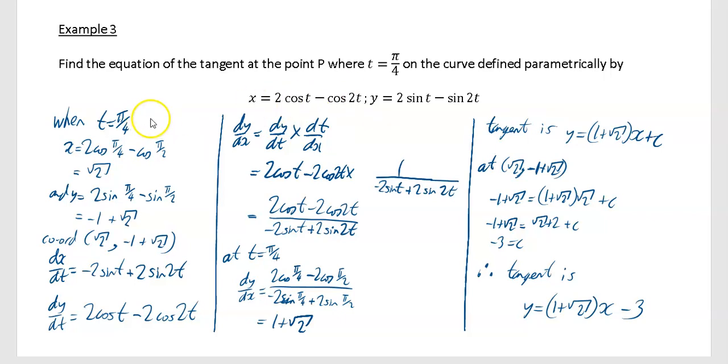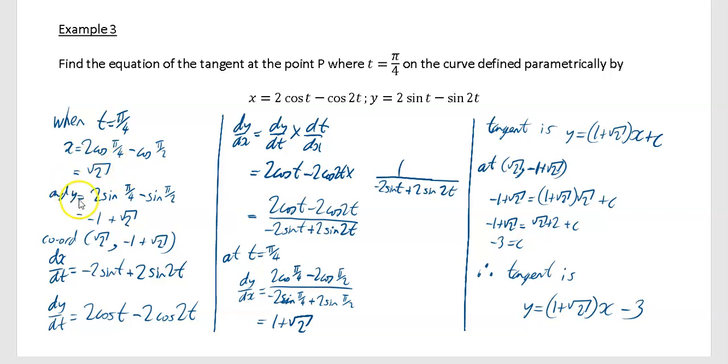First thing we want to do is sub in your value of t into both the x equation and the y equation to give you your coordinate on our curve. So when t equals pi over 4, you just sub that in, so it's 2 cos of pi over 4 minus cos 2 times pi over 4, which is pi over 2. And if you hit that into your calculator, make sure it's in radians mode, you'll get an exact value of root 2. Leave it as this exact value and you'll see how nicely it works out.